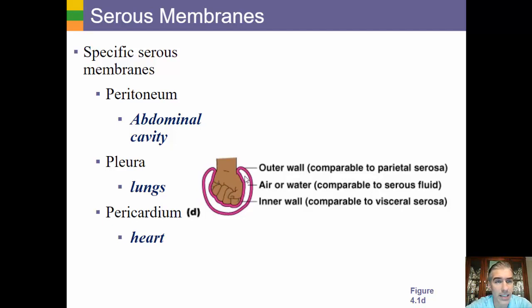Classic examples of these are the peritoneum, which is found in the abdominal cavity. It's basically the tissue that holds up and supports your digestive tract. Then there's a specialized one called the pleura of your lungs. Your lungs are sitting in a bag, and it's actually part of the functional relationship of your lungs. If you've ever heard of puncturing a lung, that usually means you've punctured the pleura.